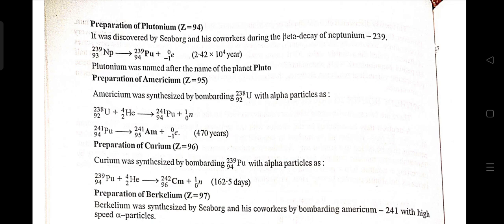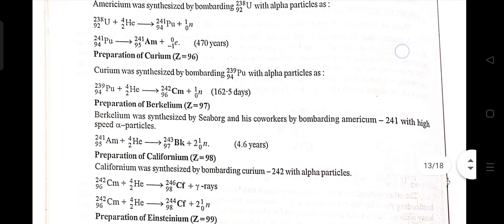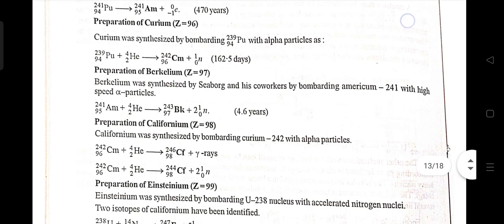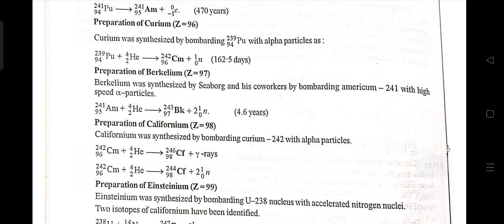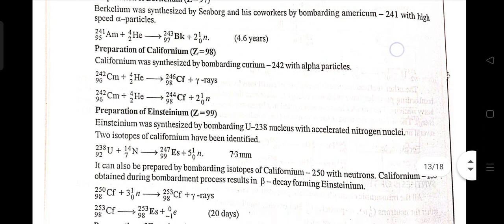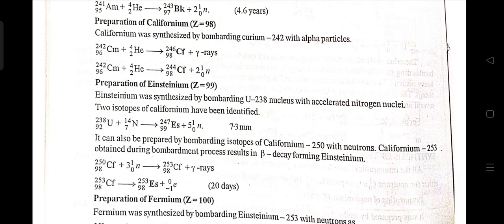Preparation of americium. Americium was synthesized by bombarding uranium with alpha particles. Curium. Curium was synthesized by bombarding plutonium with alpha particles. Berkelium. Berkelium was synthesized by Seaborg and his co-workers by bombarding americium-241 with high-speed alpha particles. Preparation of californium. Californium was synthesized by bombarding curium with alpha particles.